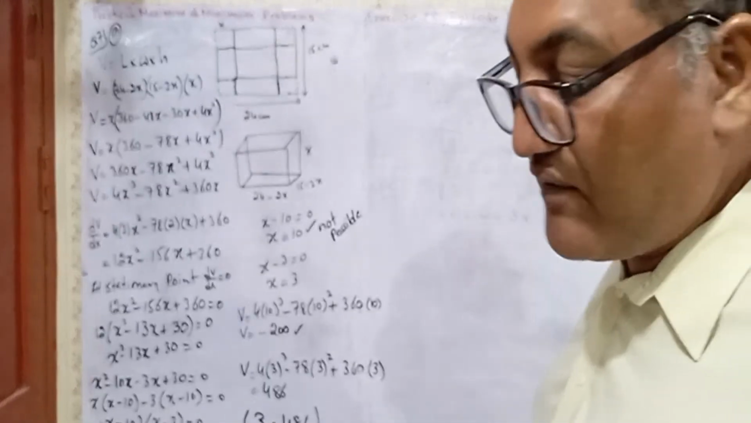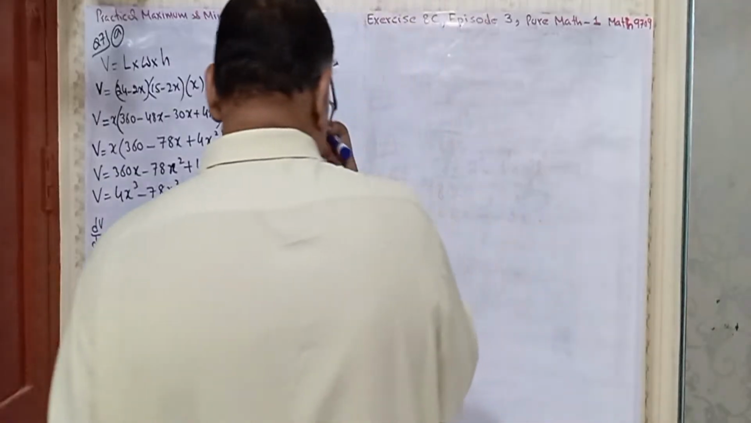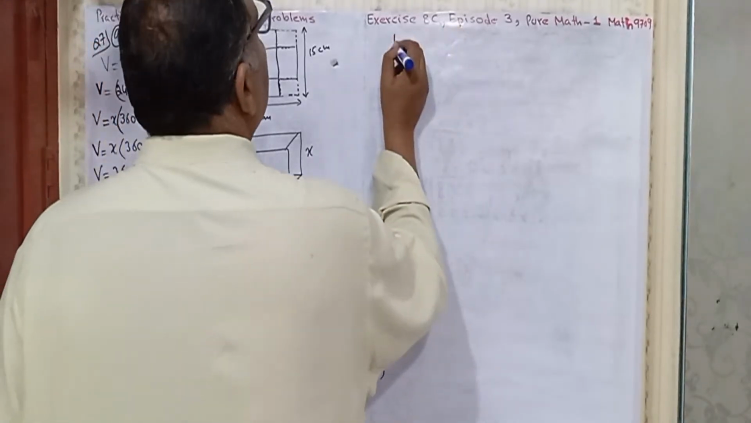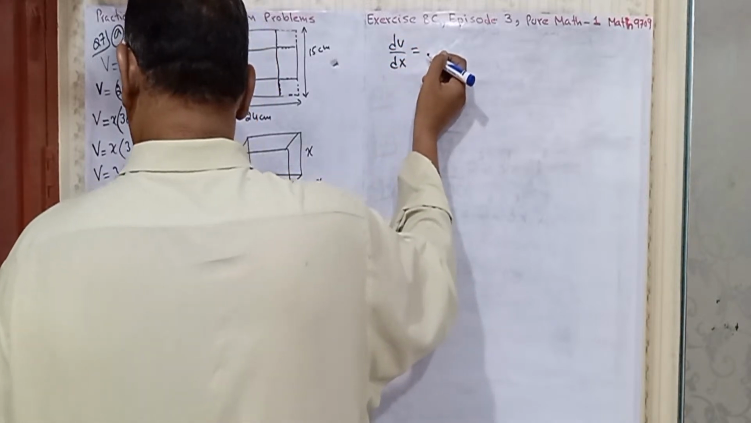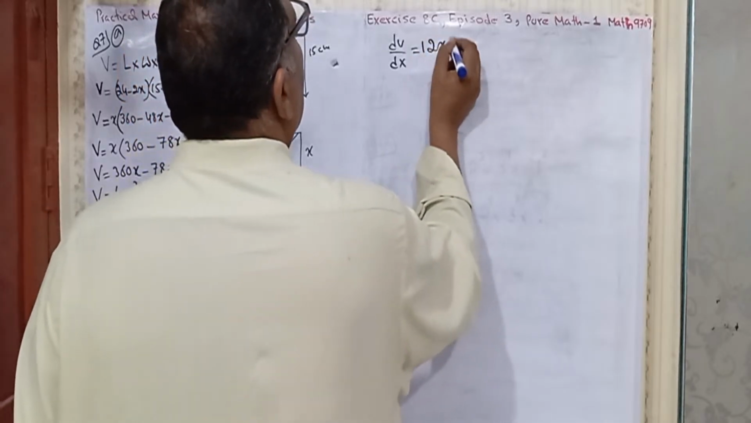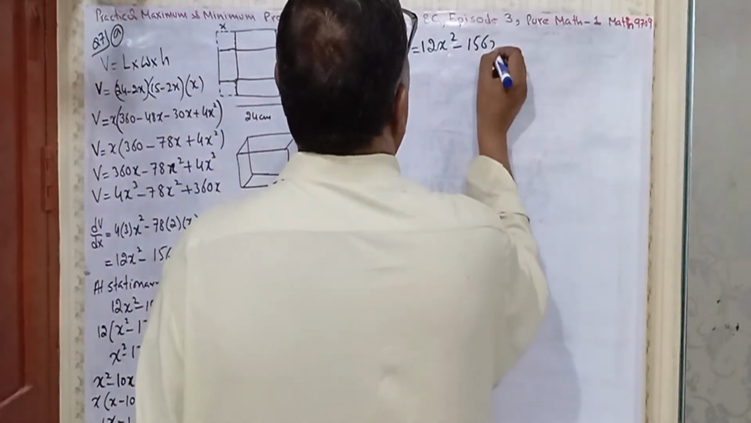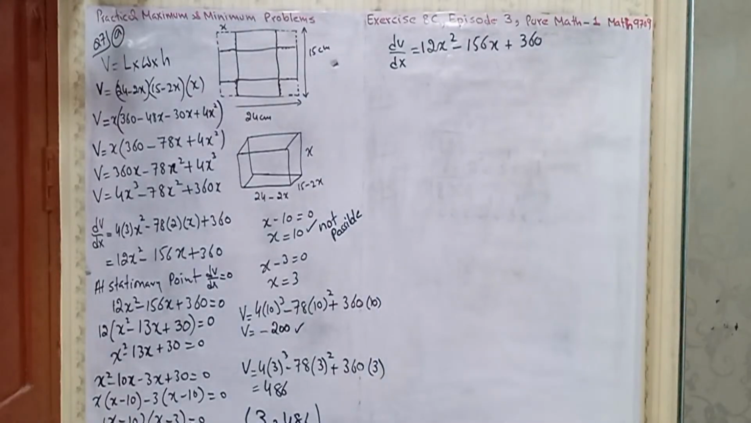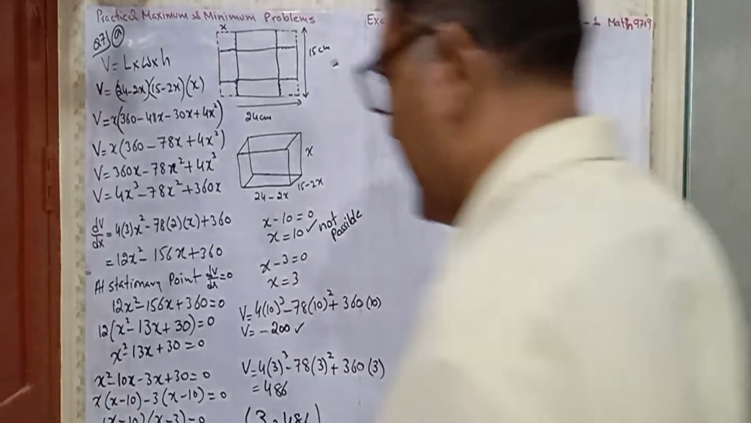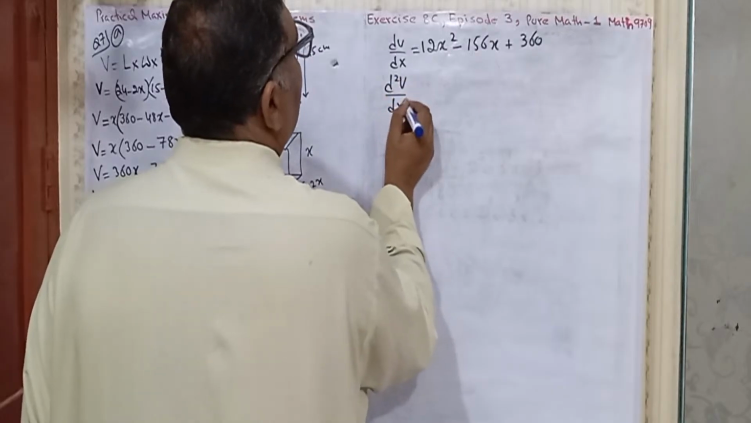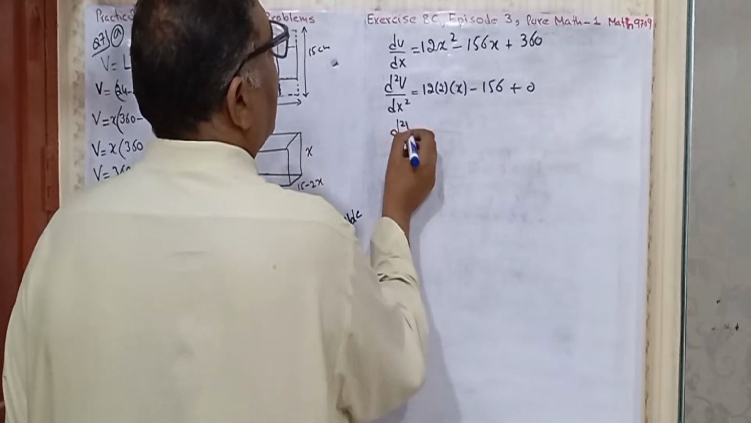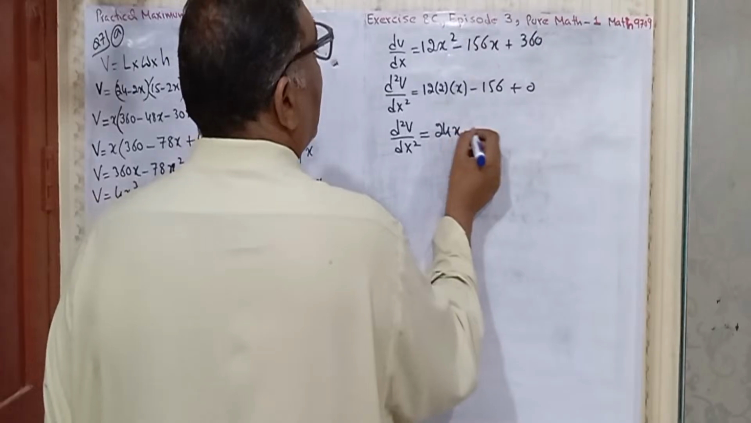The C part is to determine the nature of this stationary value. For that purpose, I need to do the second derivative. I know dV by dx, which is 12x squared minus 156x plus 360. To find the nature of that stationary point, we find the second derivative. So d squared V by dx squared will be equal to 12 into 2 into x minus 156 plus 0, which is 24x minus 156.